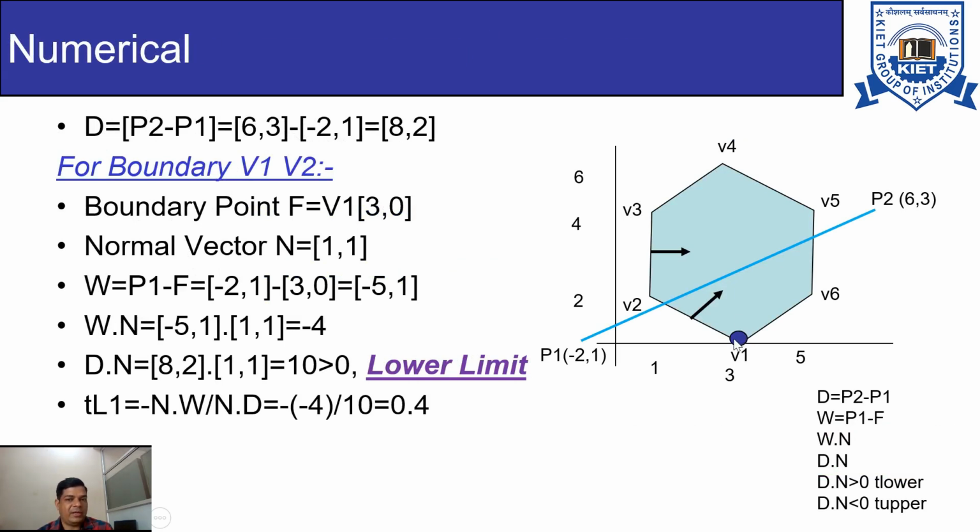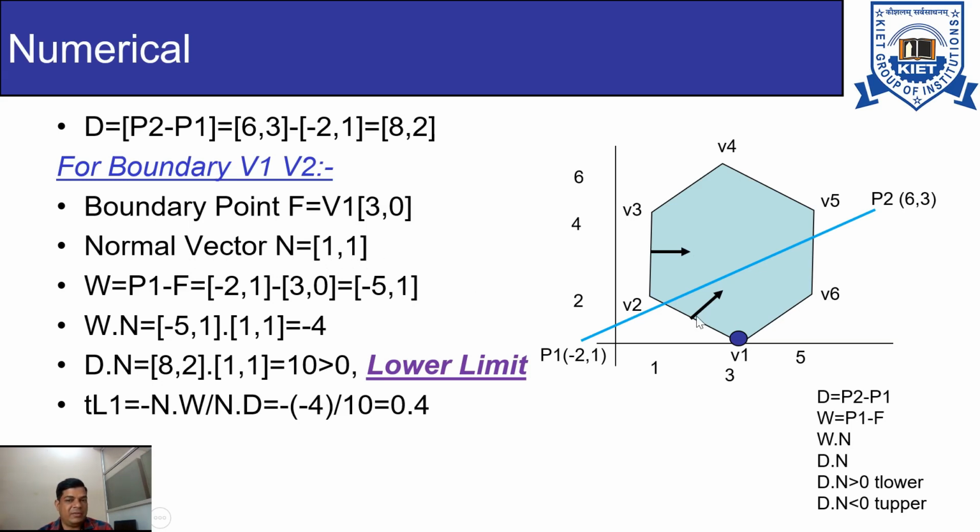Now we take one boundary, V1, V2, and we take one fixed point defined as f = v1, where the value of x is 3 and the value of y is 0. So f = v1 = (3, 0). Then we take the normal vector on the window boundary v1, v2. The normal can be defined as n = (1, 1). The value of n could be (1, 1), or (1, 0), or (0, 1). It depends on the value of x and y.